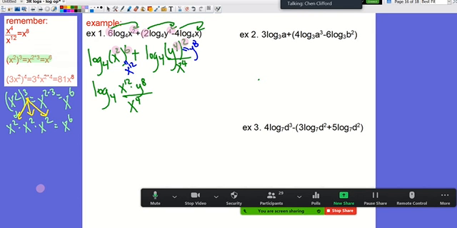Now everything else is the same. You have 12 x's on top, 4 on bottom. This becomes x to the power of 8 after canceling, and you get log base 4 of x to the power of 8, y to the power of 8.